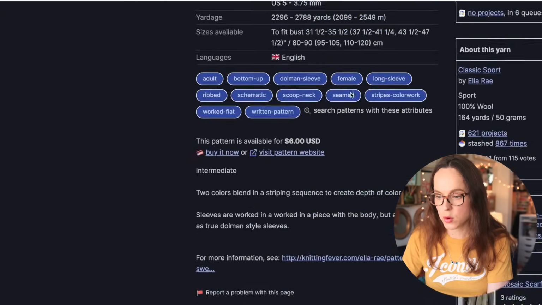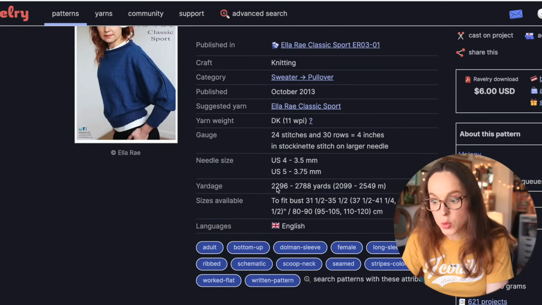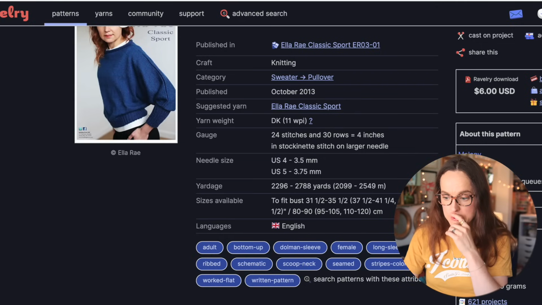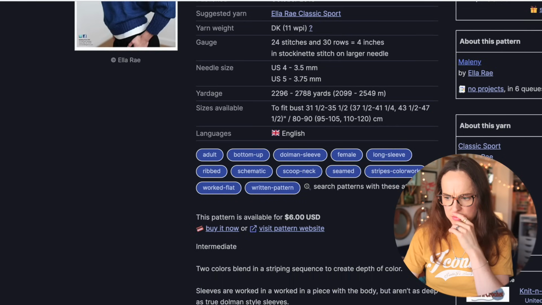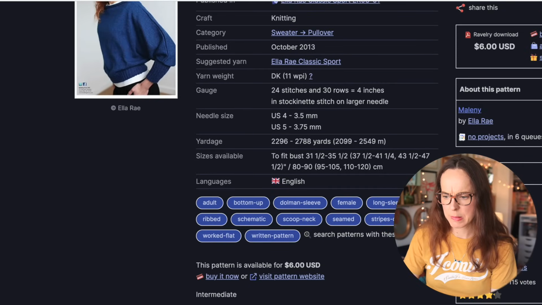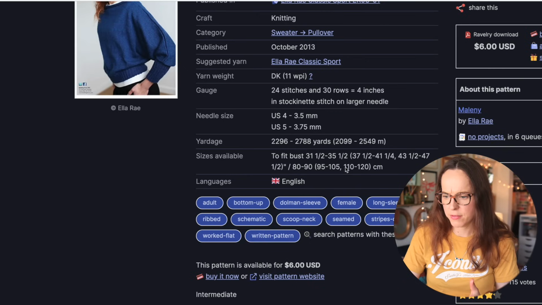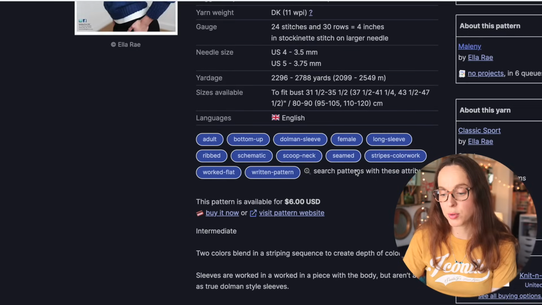But that's really adorable. It uses anywhere from 2,296 yards to 2,788 yards. Shoot. And it's made to fit busts 31 and a half inches to 47 and a half inches, and that is not a big range of sizes. 47 and a half inches, I mean, that's a pretty limited size because at my size, 34 to 34 and a half. Wow. Okay, well, pretty limited.